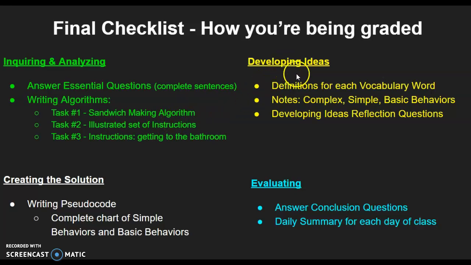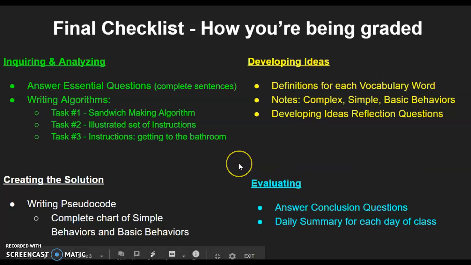For the second grade of developing ideas, you have to have definitions for each vocabulary word. And then we took notes together in class of complex, simple, and basic behaviors. Right after that, there were 2 reflection questions in there, and I'll show where that's located in a moment. And then creating the solution was the long chart where you had to break down a complex behavior into a simple behavior and basic behavior. And then the last thing are the conclusion questions that I just talked about today. There were 3 of them, along with a daily summary for each class.